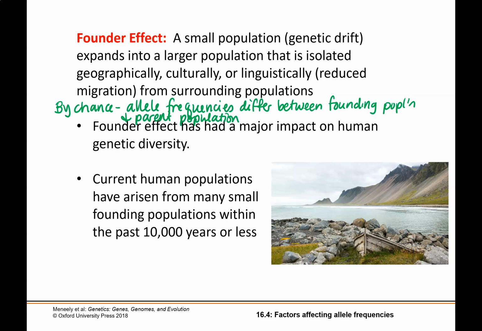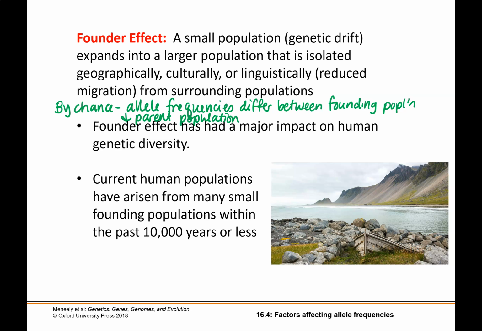Now that's a reflection of that original founding Viking population. And then because they are isolated, they took their own evolutionary trajectory. The people in the rest of Europe took their own trajectory. So there are polymorphisms in Europe that are found there, but not in Iceland.